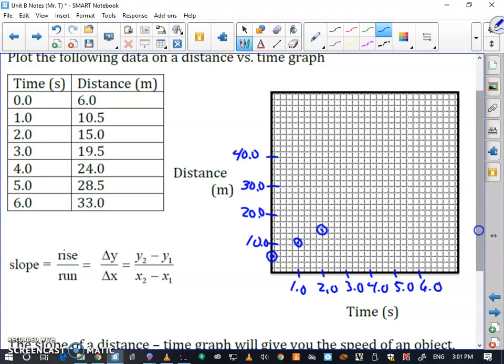Now 3 at 19.5, we're really close to 20. That would be the location. 4 at 24. And you can try this out, just double check that you're getting the same locations I am. 5 at 28.5.